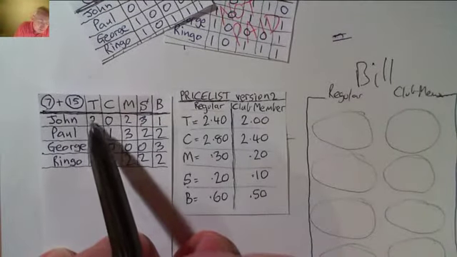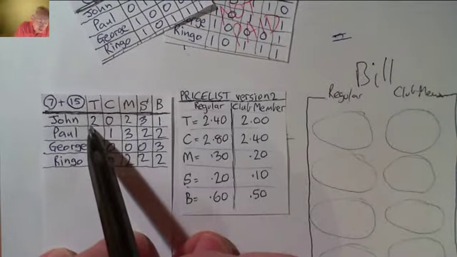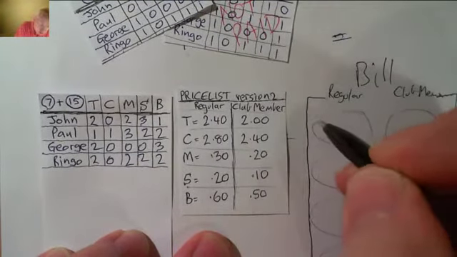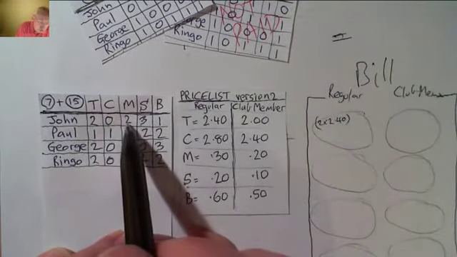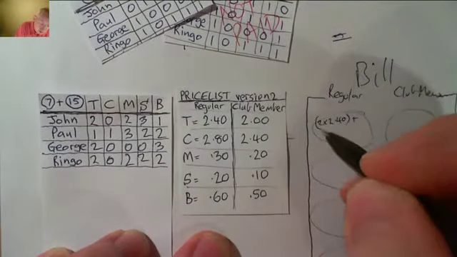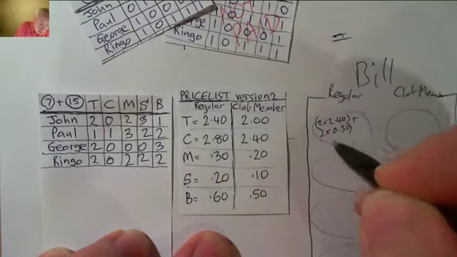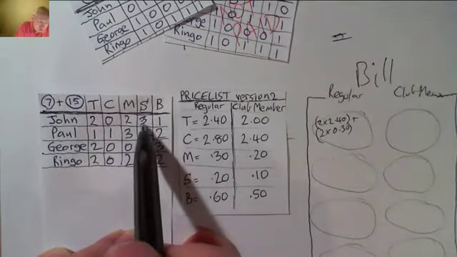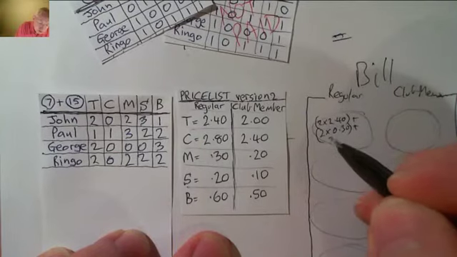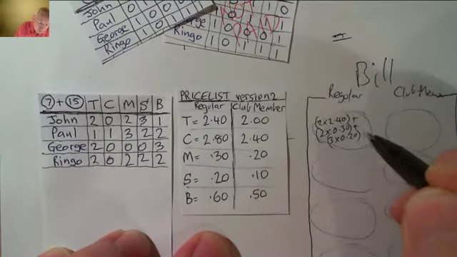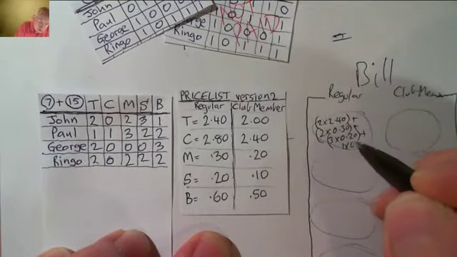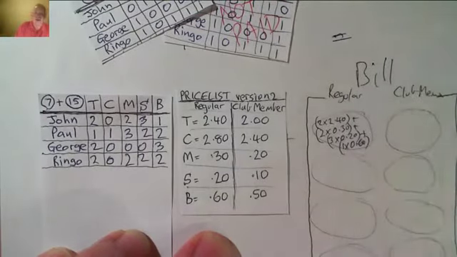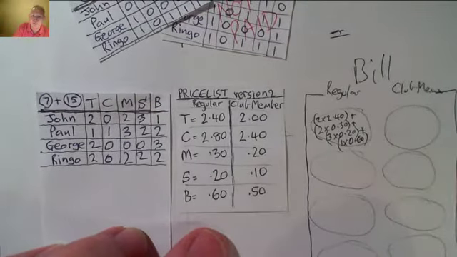So we can say, alright, I'm charging John for 2 teas at $2.40. That's 2 times $2.40, plus 2 milks at 30 cents, plus 3 sugars at 20 cents, plus I'm charging for 1 biscuit at 60 cents. So 1 times 60 cents. Now I'm not going to work this out, but I'm just trying to show you the methodology behind how we would work with these sorts of figures.